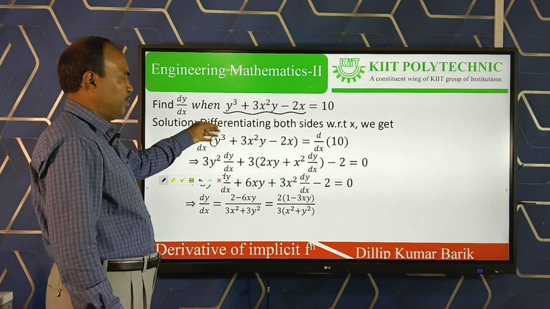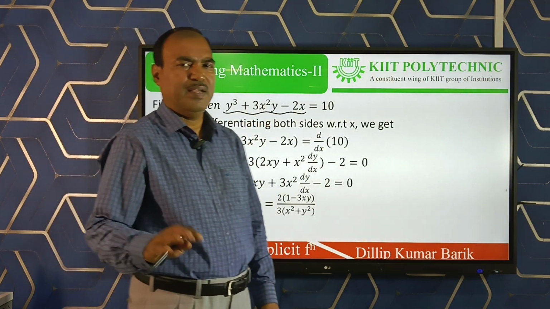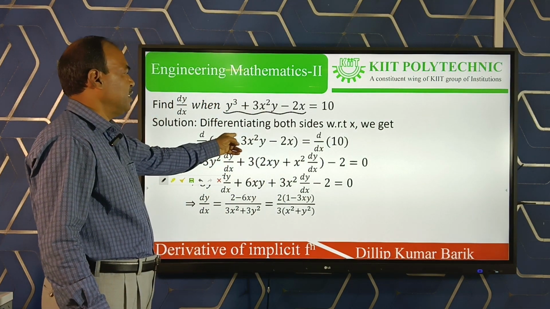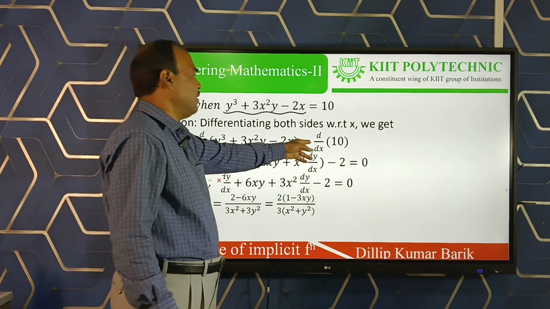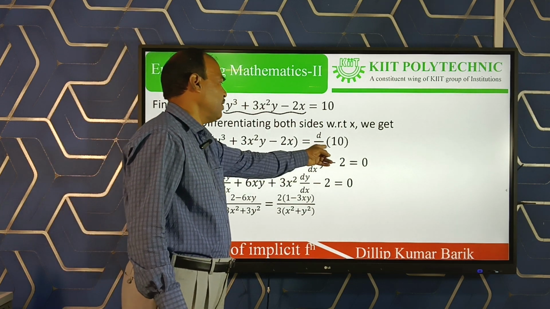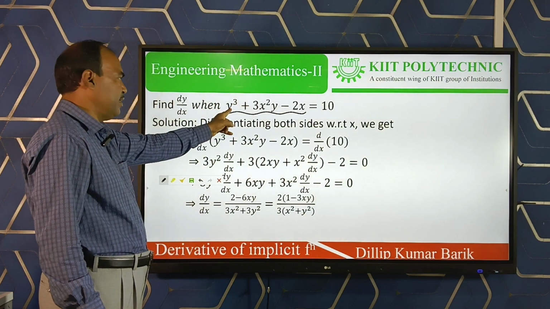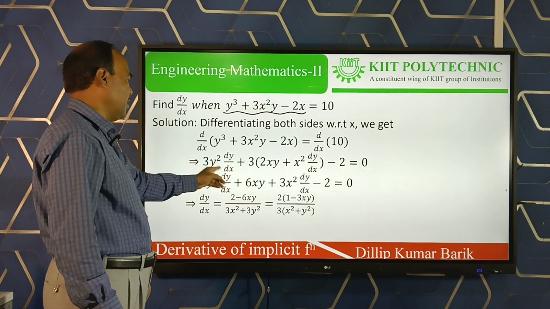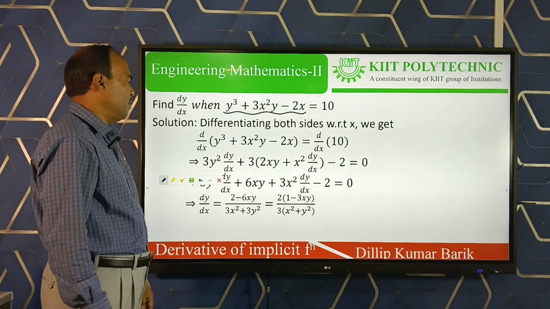And the solution: since it is an algebraic expression, it is not required to apply any logarithmic or exponential relation. Directly take differentiation on both sides with respect to x, that means d by dx of the LHS. Similarly, d by dx, the derivative of the right side 10. Already we know the derivative of a constant is 0, so I write here 0. And when you apply the same method, see here y cube is present, or a y related term is present, so a dy by dx must be present. So the derivative of y cube is 3y square multiplied by dy by dx.